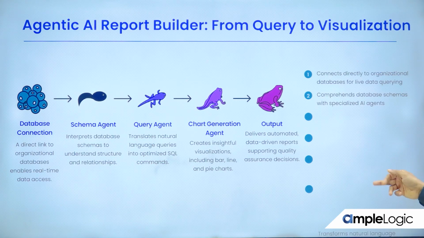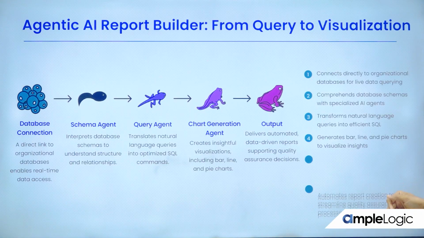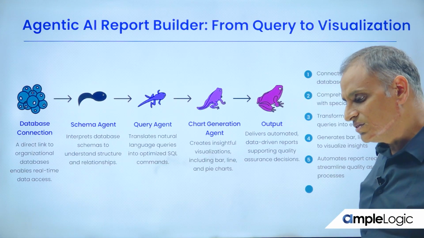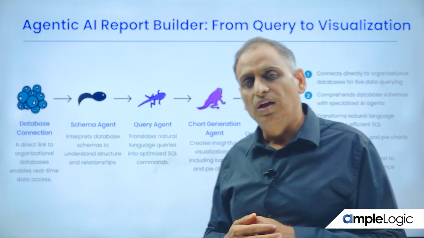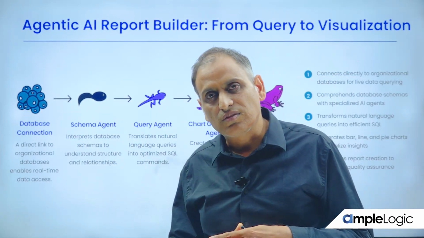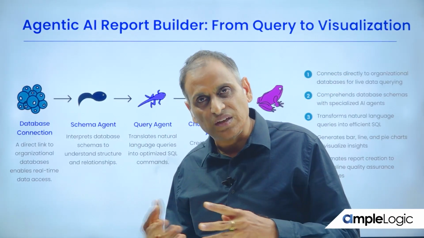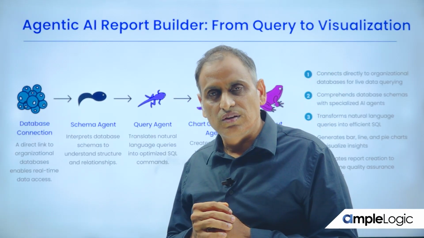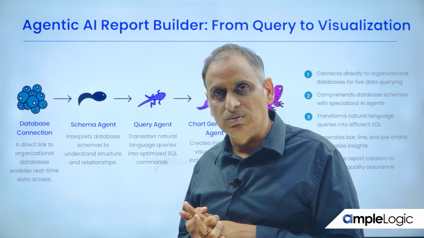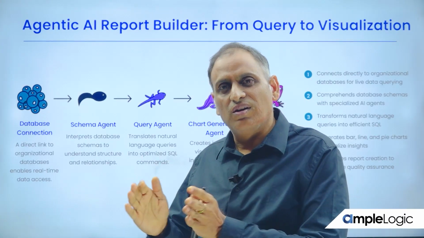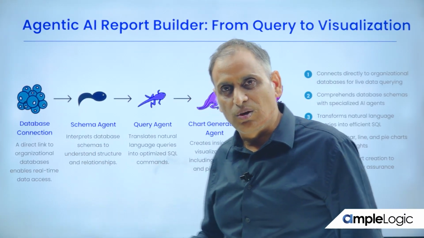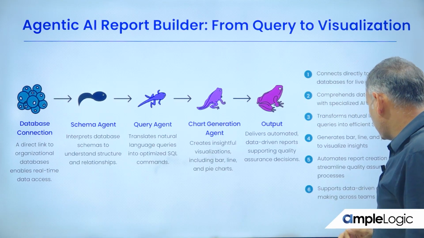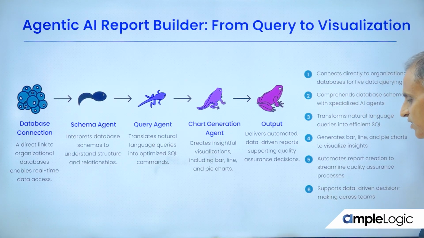database schemas with the specialized AI agents, and transform the natural language queries into efficient queries, and generate a line chart, bar chart. Whatever the charts, because you may start with 4 or 5 charts initially. For example, you may want to start with pie charts, bar charts, line charts. So whatever recommendations you wanted to start with, start small and gradually move on to more complex chart components. Right. This supports data-driven decision making.